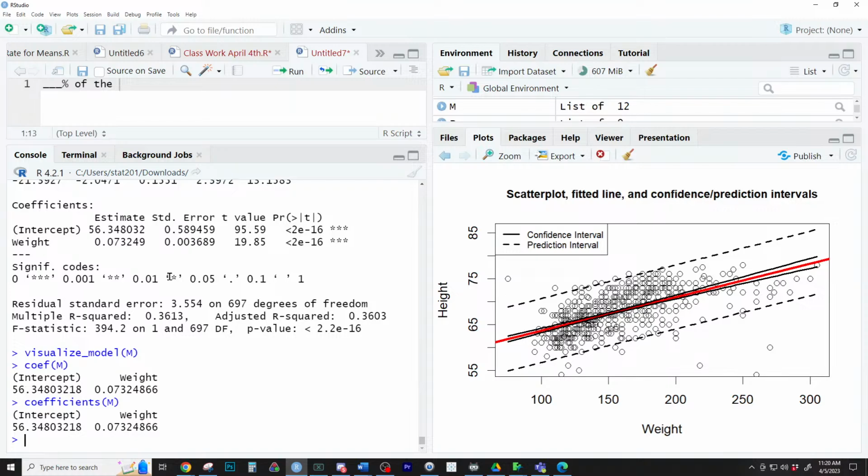I might say for each additional pound somebody weighs, we would expect their height to increase by 0.07 inches on average. Exactly, weight in pounds and inches. And then the question would probably give you that context. If you look at the scale of this, it does look like inches. This does look like pounds. And usually the question gives context. Yeah, we would usually try to give you that context, and then you would add in whatever context.